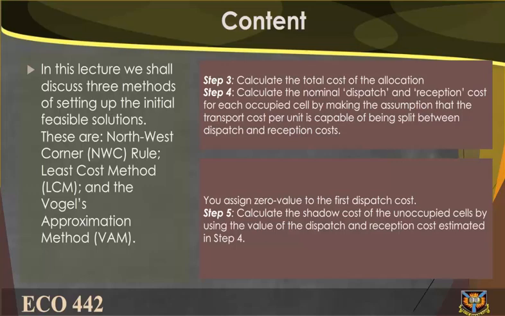Step 4. Calculate the nominal, dispatch, and reception cost for each occupied cell by making the assumption that the transport cost per unit is capable of being split between dispatch and reception cost. You assign 0 value to the first dispatch cost. Step 5. Calculate the shadow cost of the unoccupied cells by using the values of the dispatch and reception cost estimated in Step 4.